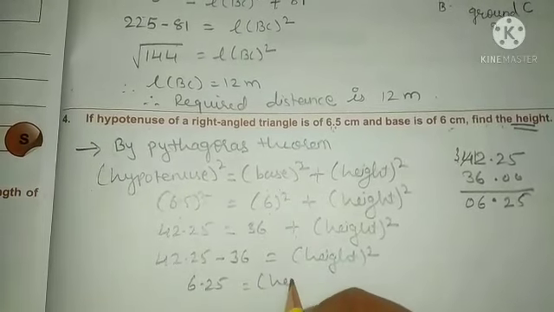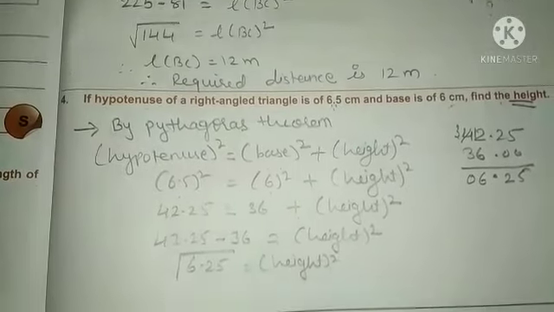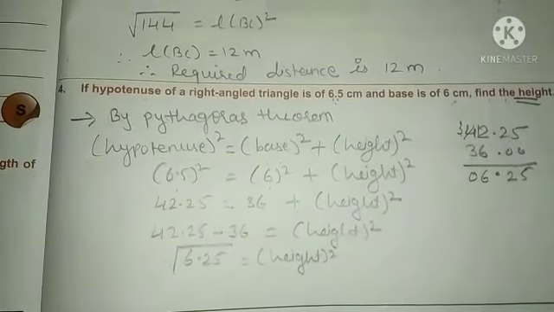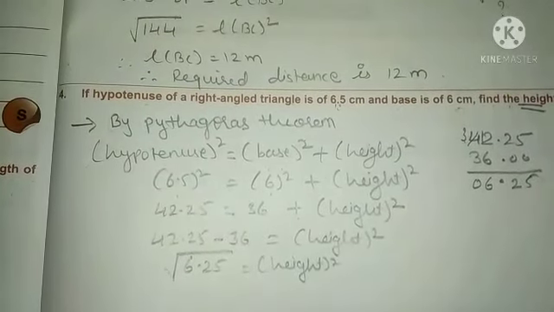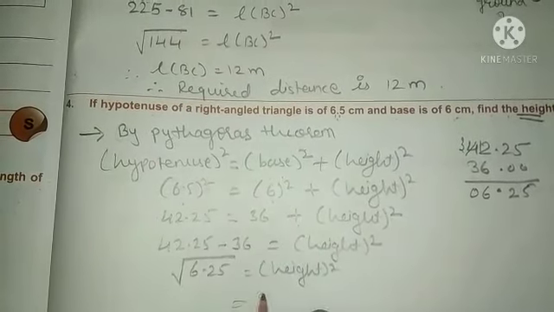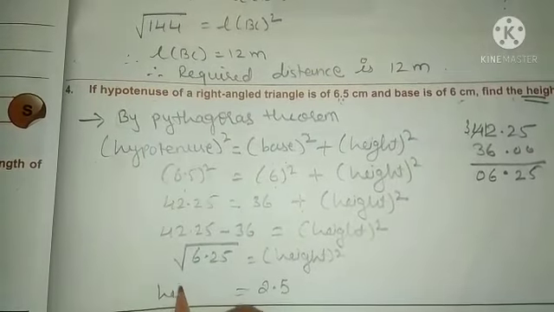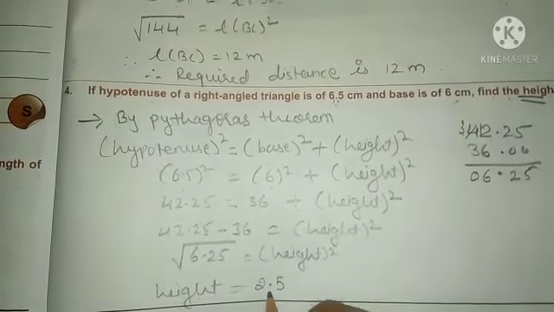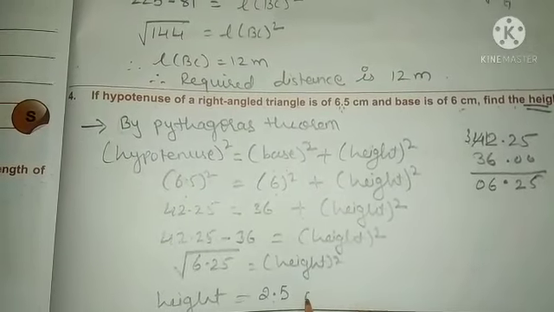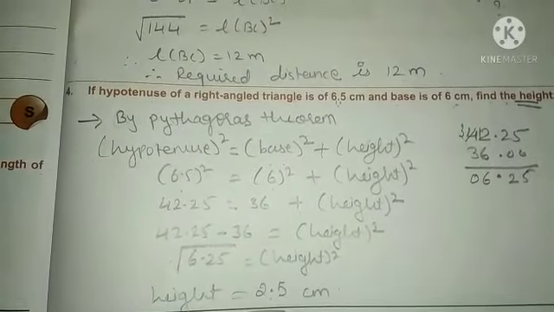Clear? Now 6.25 is height square, which means what do you have to find out? You have to find out the square root. Now what is the square root of 6.25? The square root of 6.25 is 2.5. Clear? So here your height will be 2.5 centimeter. Clear? Understood how you will do this?